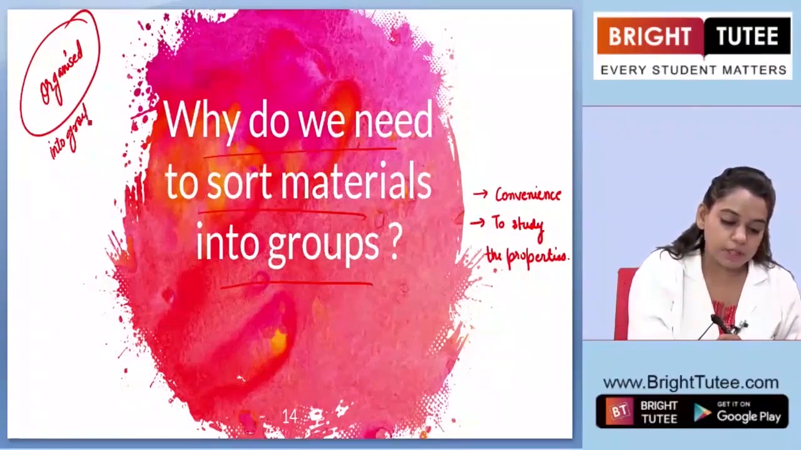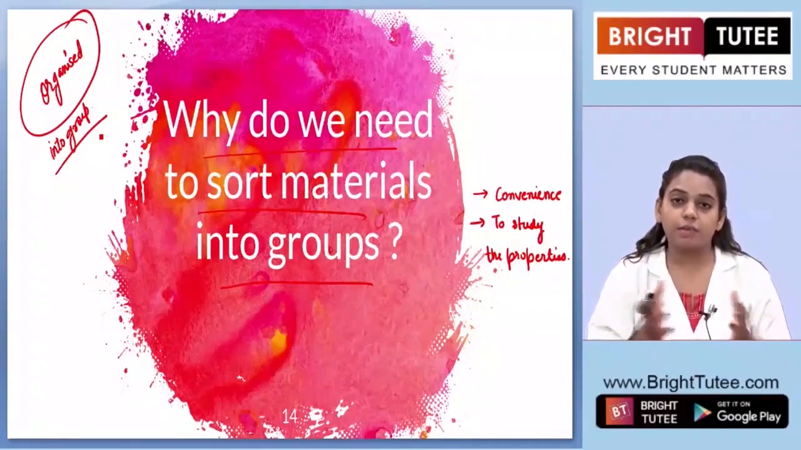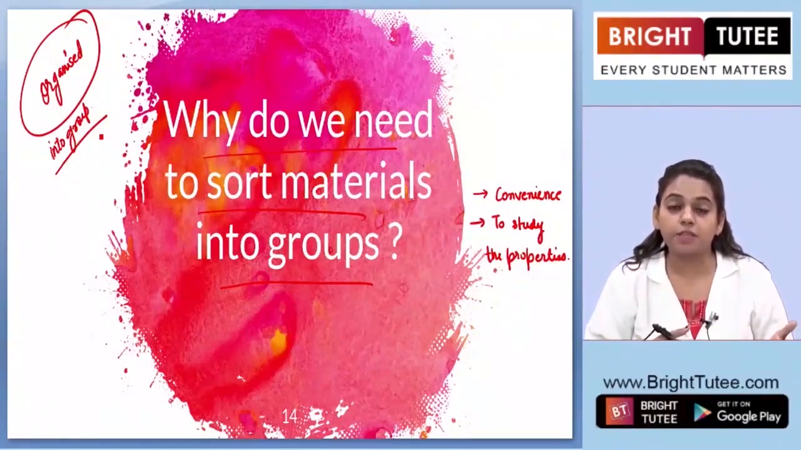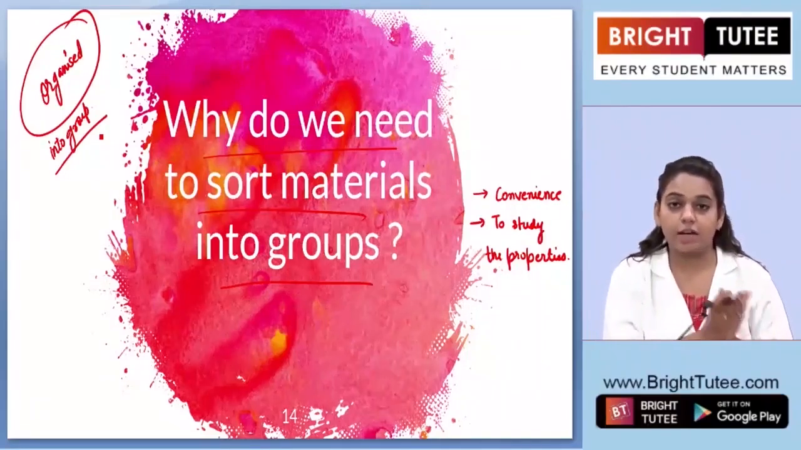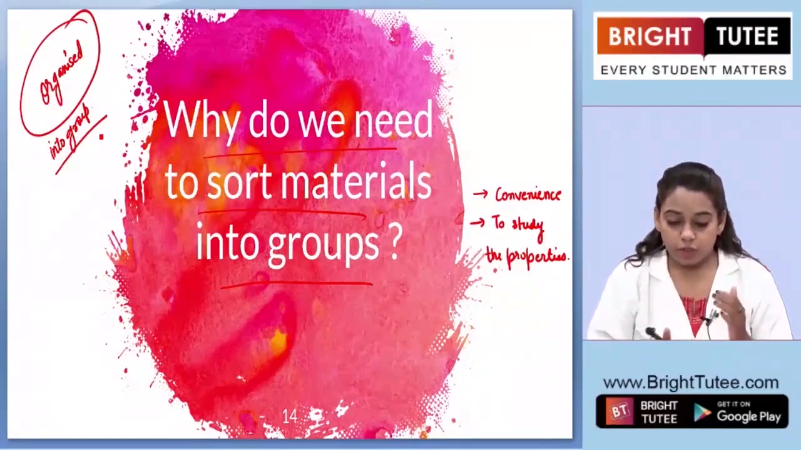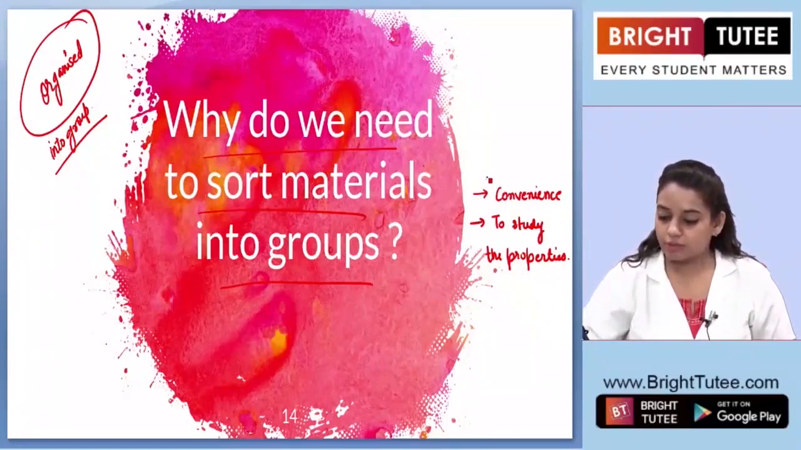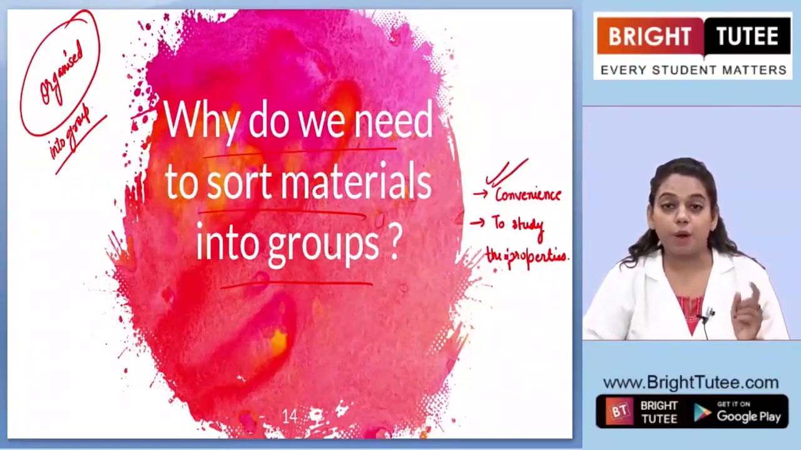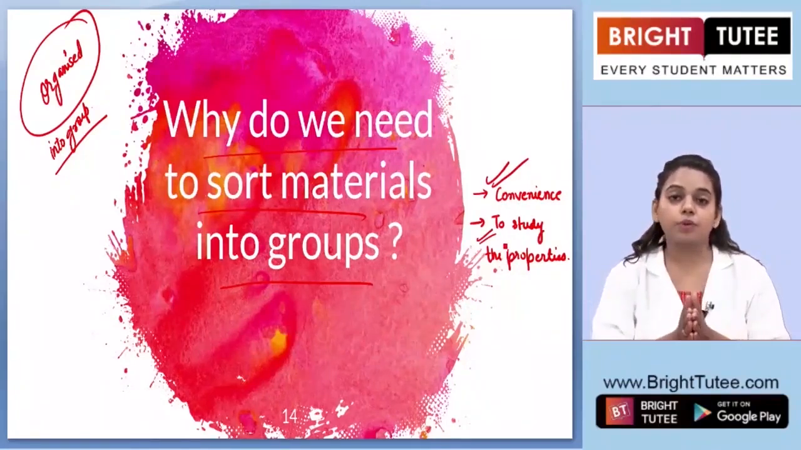And this is what happens in grocery stores, that they have so many items or goods that they might get confused about where they have kept these objects. So what do they do? They group similar objects together and place them in an organized way. So we group the materials into groups for convenience and for studying the properties of these materials in a better way. So I hope that you now know how to group the objects on the basis of the material and why we need the process of sorting the materials into groups.